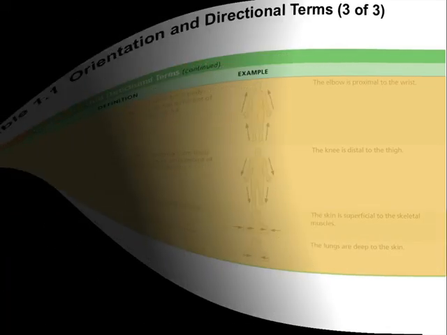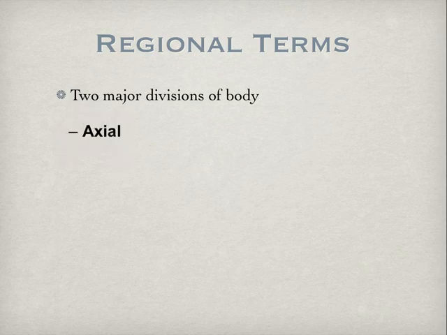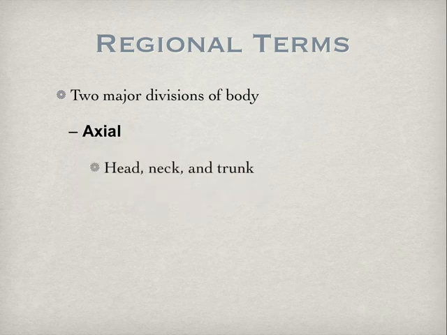Next, we'll take a look at regional terms. There are two main regions of the body we need to talk about. The axial portion of your body is effectively your trunk and your head and your neck. The next major division of the body is the appendicular. Think of your appendages. What are your appendages? Those are your arms and your legs, your limbs.